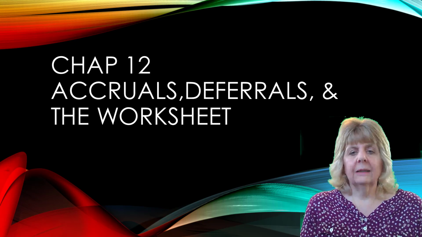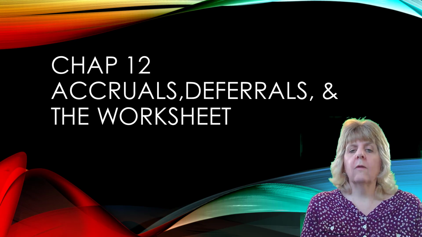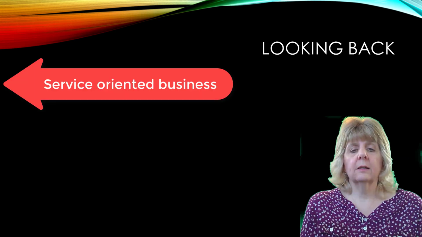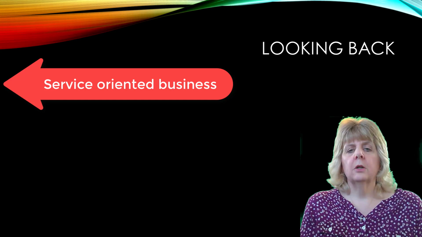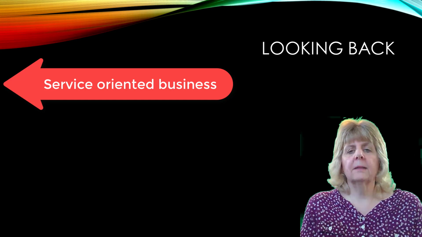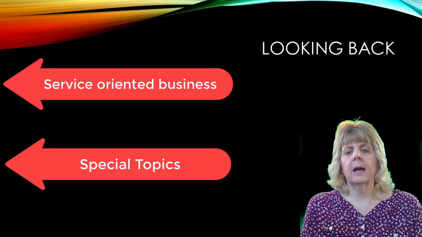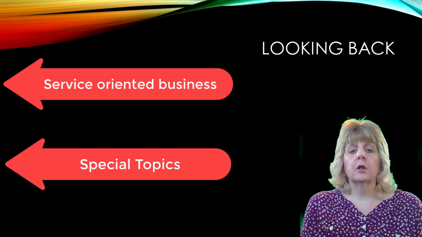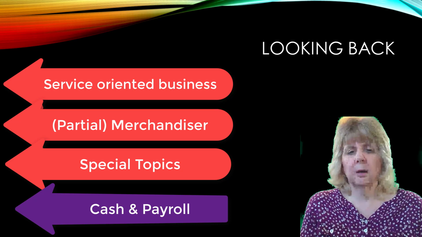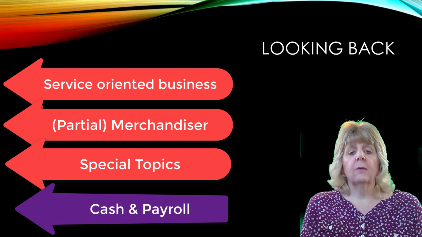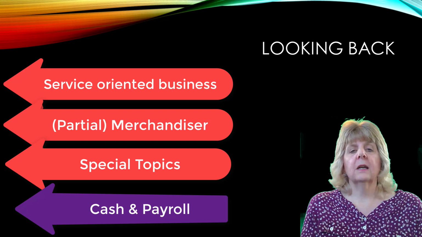Before moving on, let's take a look back at where we've been. We've discussed the full accounting cycle for a service-oriented business. We then went on to some special topics about payroll and cash. And of course, we've partially worked our way through a merchandiser's accounting cycle. Chapters 12 and 13 will finish the cycle up.